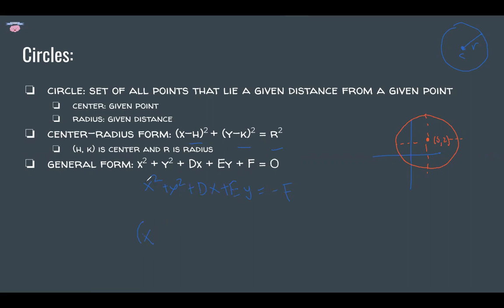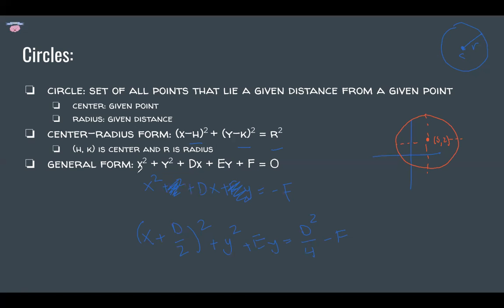First, we'll talk about the x's. So let's imagine that we didn't have any of the y's. So just x squared plus dx. If you remember from our last lesson, we would do x plus d over 2, the whole squared. And since we had to add d squared over 4 to this, we would have to add d squared over 4 to this side. So I'm going to bring back the y squared plus ey for a second. And then we would add d squared over 4 to this side, minus f.